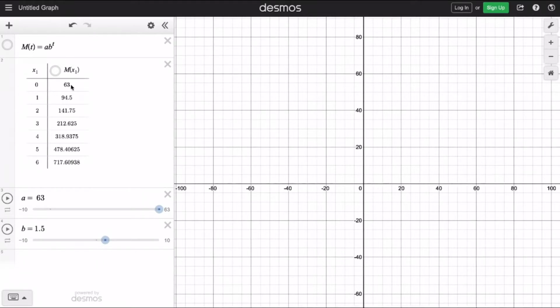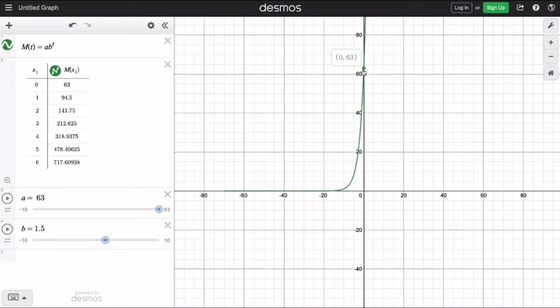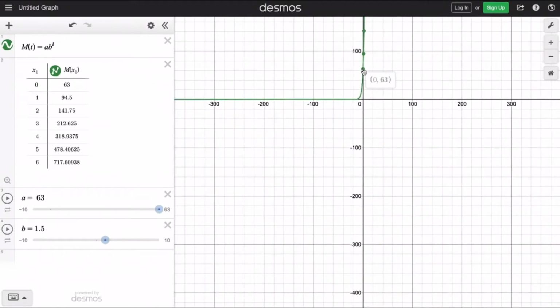So at 0 intervals, you can see that the line crosses the y-axis at 63. After one interval, it crosses at 94.5 because 63 times 1.5 is 94.5. And after two intervals, it crosses at 141.75 because 63 times 1.5 to the power of 2 is 141.75.